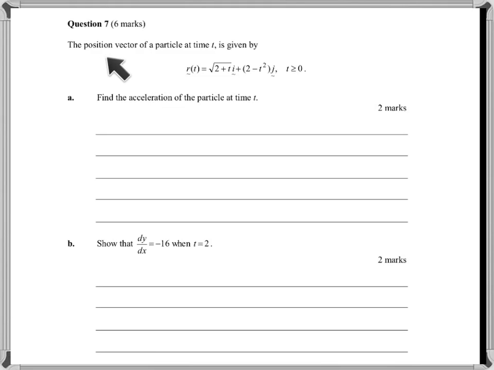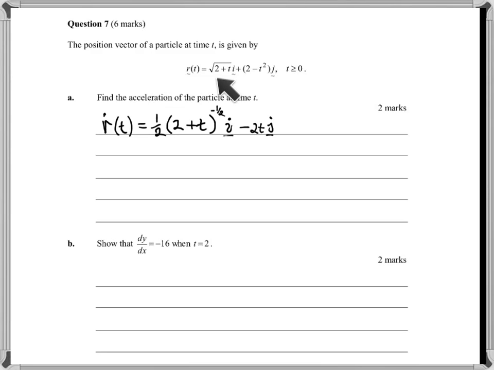Almost there. We've got a position vector of a particle at time t, and it's given by this vector function. Let's find the acceleration of the particle at time t. The acceleration is r double dot. To get that, first we have to work out what r dot is, the velocity vector function, and we do that through the process of differentiation. So let's differentiate our position vector to get the velocity vector, r dot.